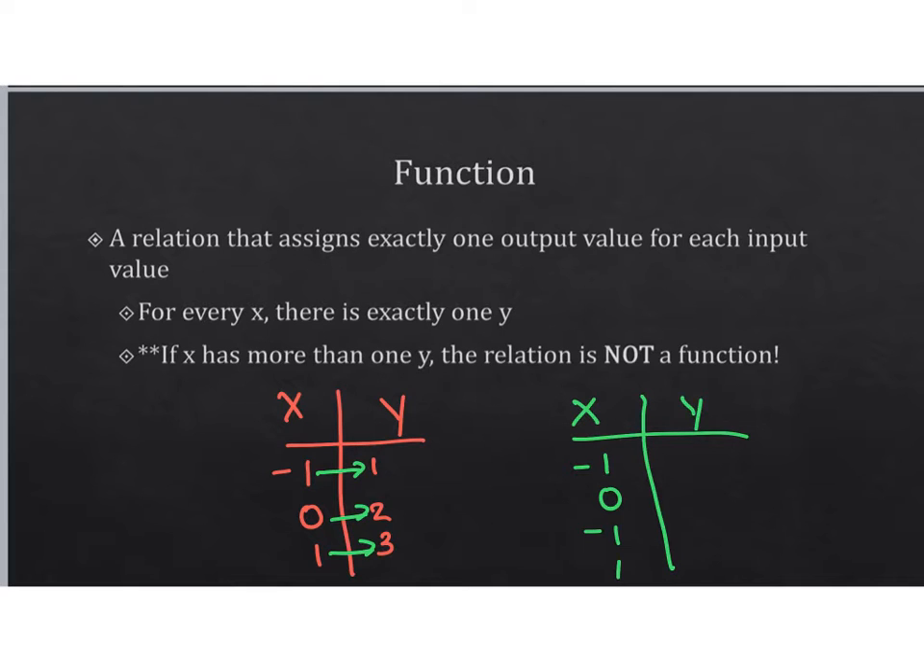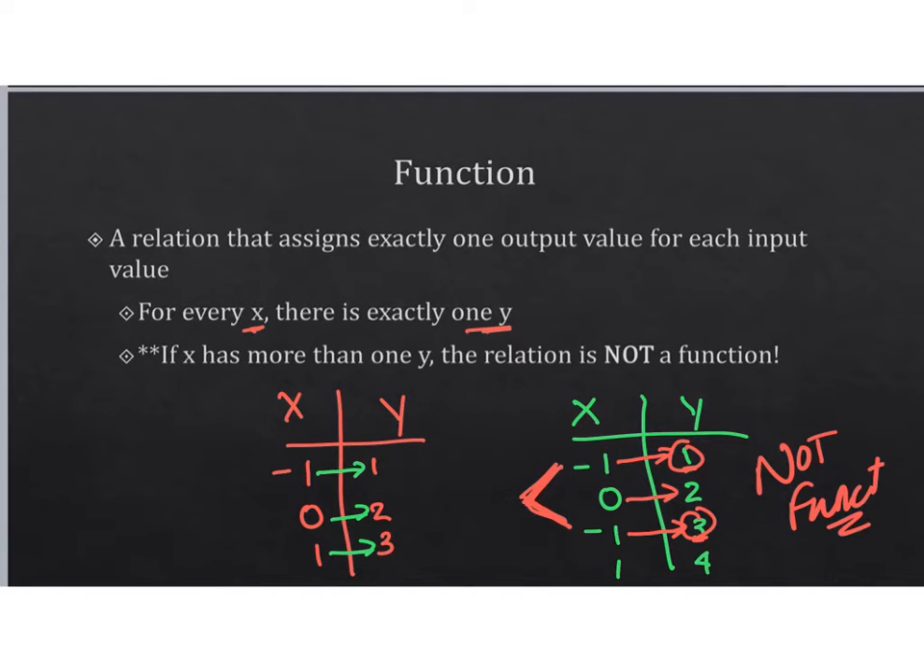Now if I look at a different scenario, and I go, we'll say -1, 0, -1, and 1, and over here I have 1, 2, 3, 4. Notice, -1 goes to 1, 0 goes to 2, but I have another -1 that goes to 3. So I have two -1s, but they each go to a different y value. The definition of a function says for every x, there's exactly one y. Here I have two of the same x values, but they have different y values. So this here would be considered not a function.